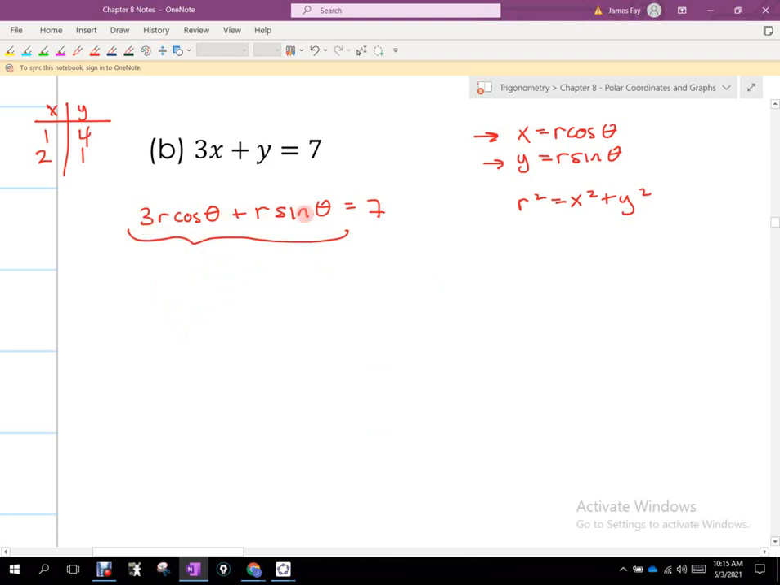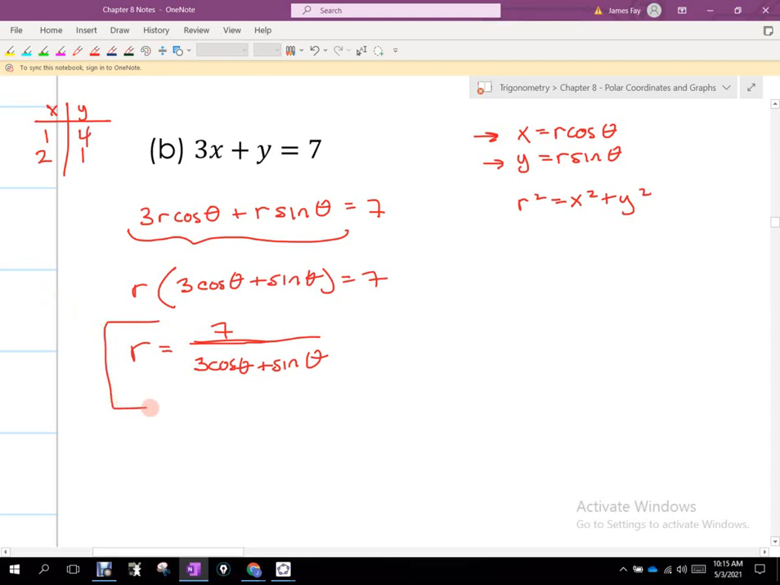Would you guys agree that both terms here have r in them? So let's factor that out. We get that, and now we have the product, so we can divide by that factor of 3 cosine theta plus sine theta. And now we have our polar format.